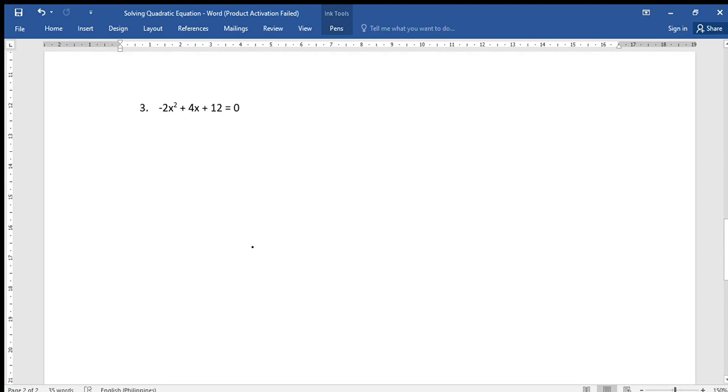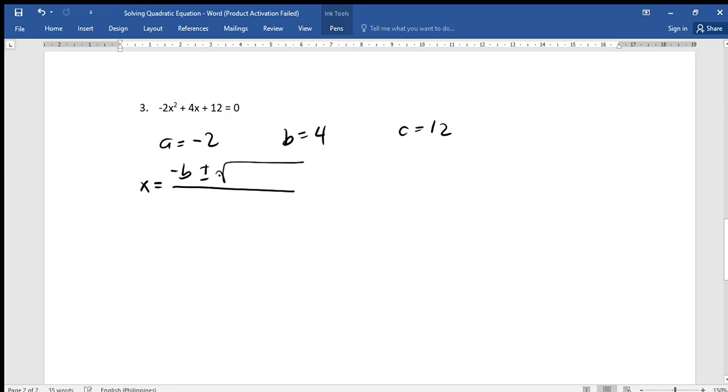So, number 3. Ito may naka-negative. So, try natin to. Yung A natin dito is equal sa negative 2. Yung B natin is equal to 4. At yung C natin is equal to 12. Okay? So, X is equal to negative B plus minus square root of B squared minus 4AC all over 2A.